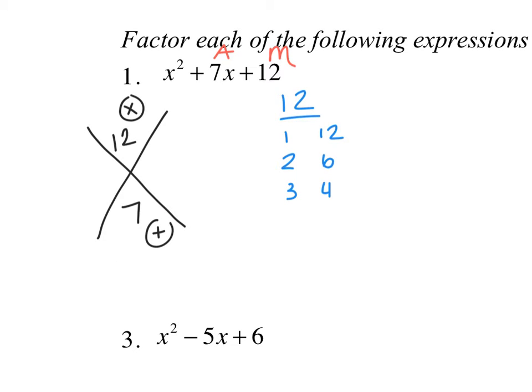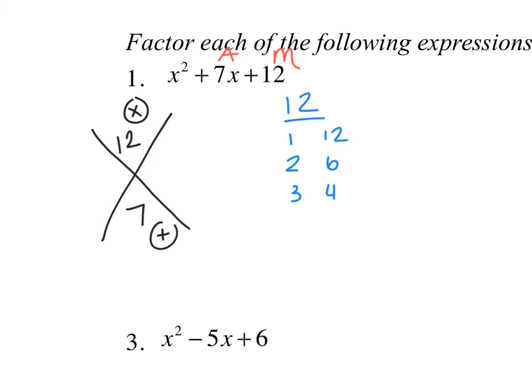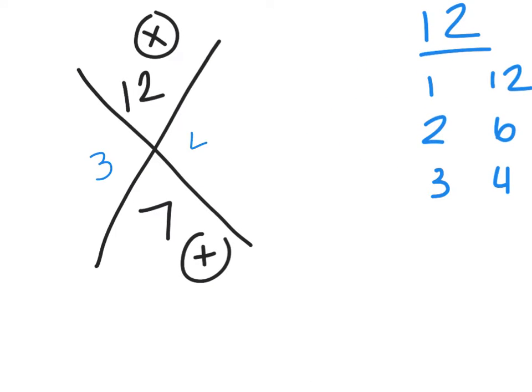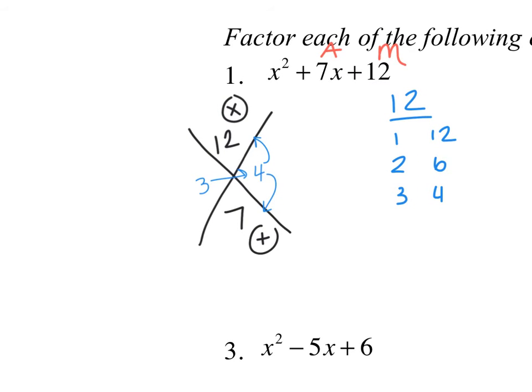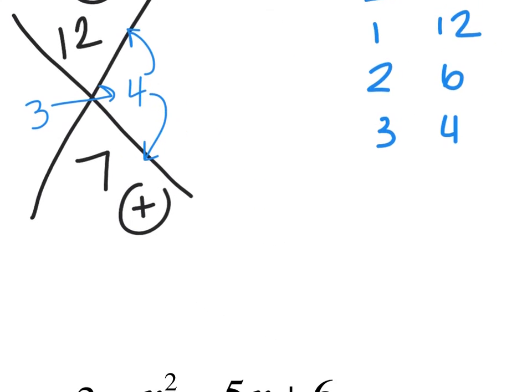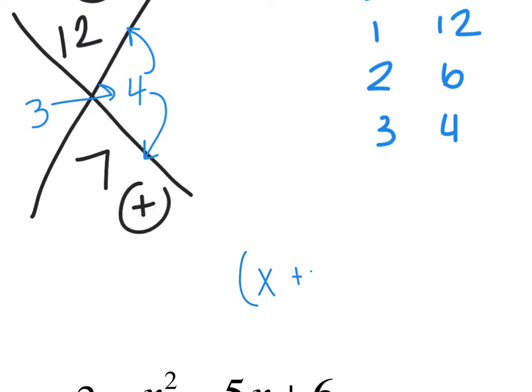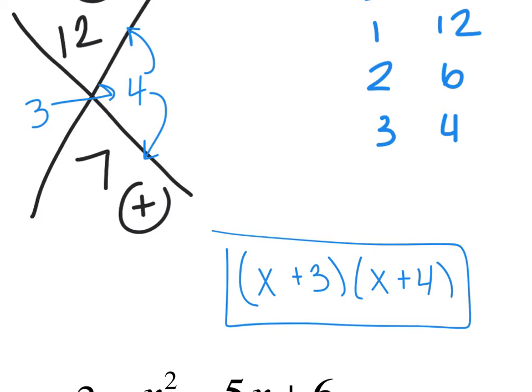What I would like to do now is figure out which of those pairs will give me a positive 12 and add to 7. If I want, I could put my 1 and my 12 in here, but I know that won't give me a 7. I can also try my 2 and my 6, but that won't give me a 7. But I can try 3 and 4. 3 times 4 is 12, so that works. And 3 plus 4 is 7, so that works. So to factor x squared plus 7x plus 12, I simply write (x + 3)(x + 4). And that's your final answer.